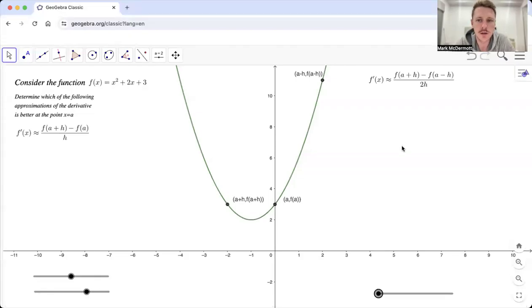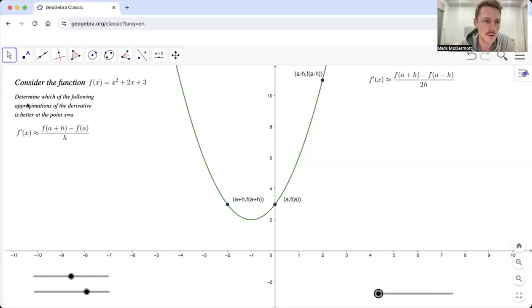Okay, so we've got an interesting question here. It says, consider the function f of x equals x squared plus 2x plus 3. And then we've got two approximations of the gradient. So we've got this one here, f dash of x is approximately equal to f of a plus h minus f of a all over h. And the other one is f dash of x is approximately equal to f of a plus h minus f of a minus h all over 2h.